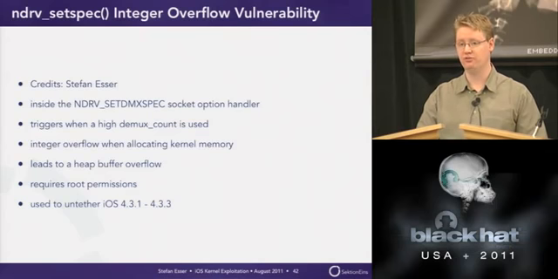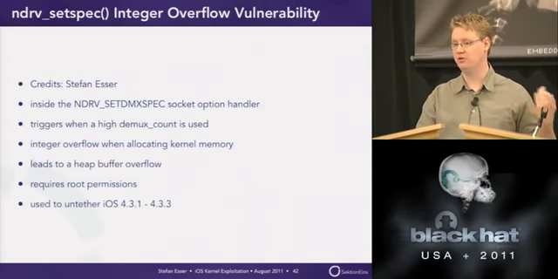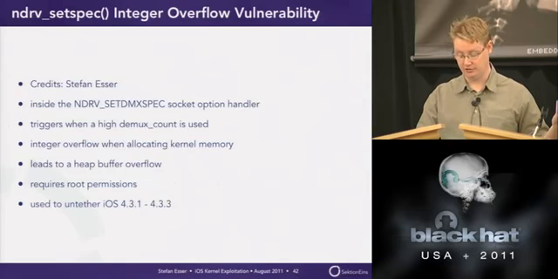It's quite complicated to exploit it. It's inside the socket option handler for the nref protocol, the nref set DMX spec opcode or whatever you call it. Basically there's a dmux count, and you can set it to a very high value, and then you trigger an integer overflow in a multiplication for memory allocation. Again, it requires root permissions, and nowadays it's closed by Apple.